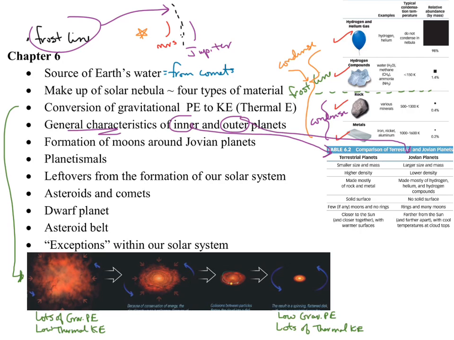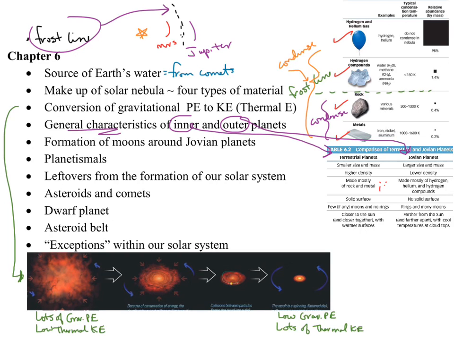General characteristics of the two types of planets, a table from your textbook. They differ by size and mass, and of course the density. The terrestrial planets are more dense. The terrestrial planets are made up of rock versus gas. The terrestrial planets have a solid surface. The terrestrial planets don't really have moons per se, even though we've got a great one, and they have warmer surfaces, and that's compared to the Jovian planets.